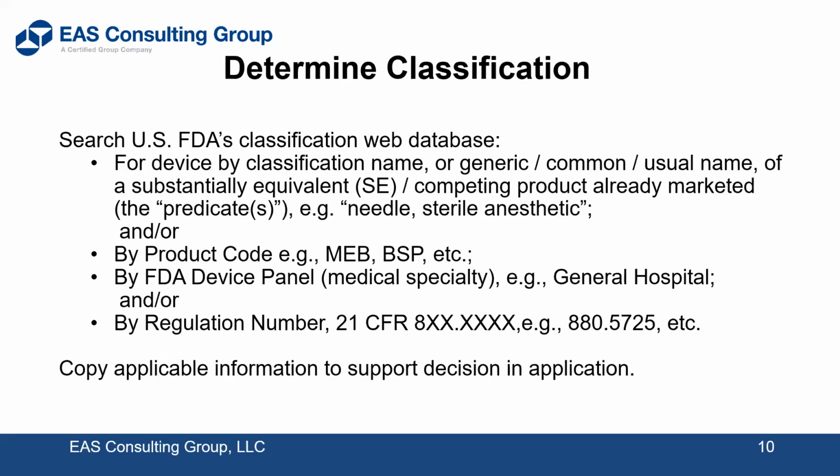So your first step in getting involved in this process is to determine the classification of your product. Ideally, you can find it under the 21 CFR 800 series, and that will tell you what it is. That becomes one part of the definition: the regulation number of your device. There's also the product code, which is under the regulation. It'll tell you the product code, like MEB, BSP.